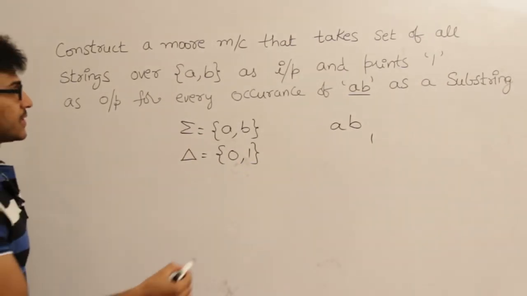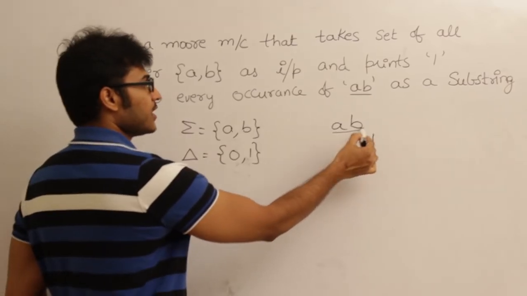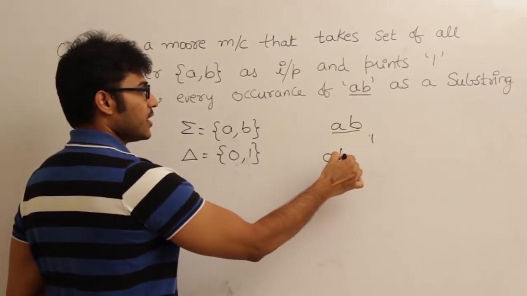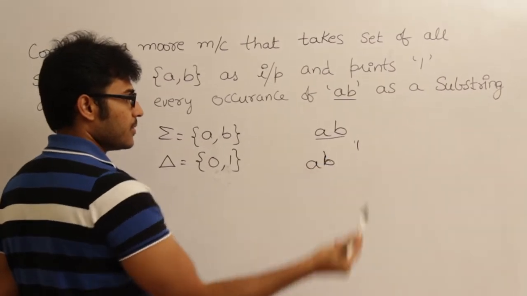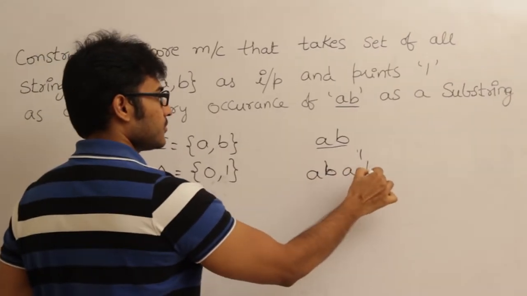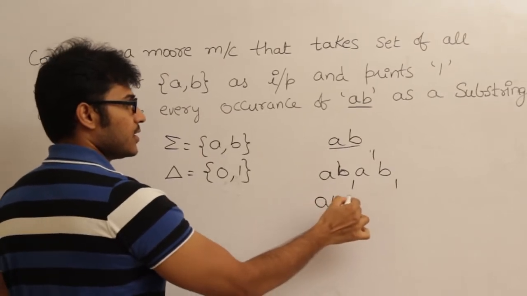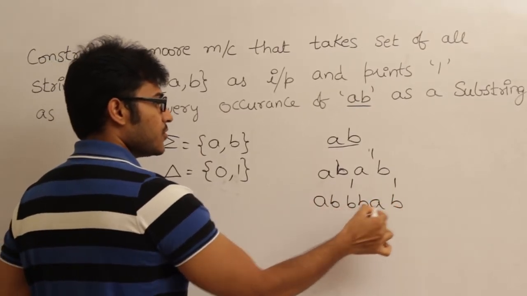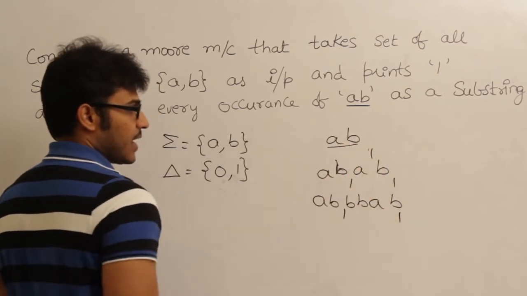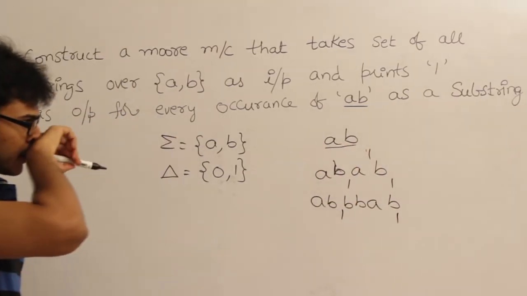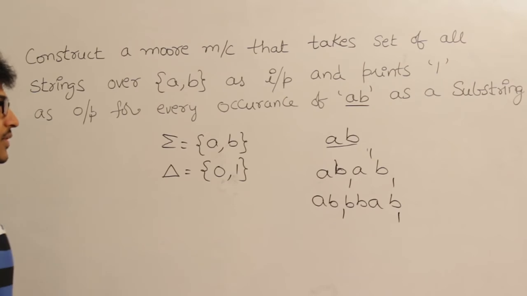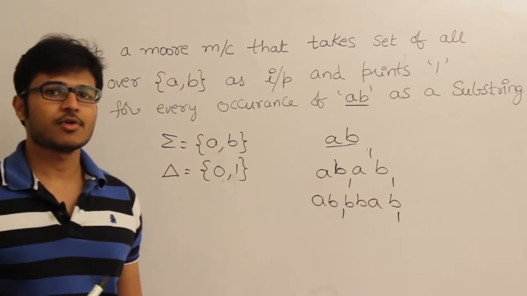Now the problem is this: whenever I give any string which contains AB, it should print 1. If I give AB and AB, it should print 2 ones. If I see AB, BB, AB, it should print 2 ones here, that's it. And I don't care how many zeros it is going to print. For every AB, it is going to print 1. It is nothing but counting the number of ABs.